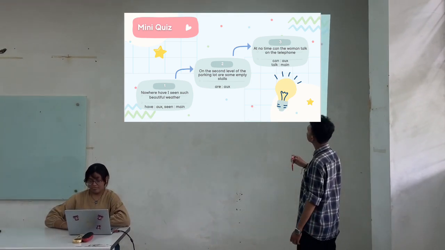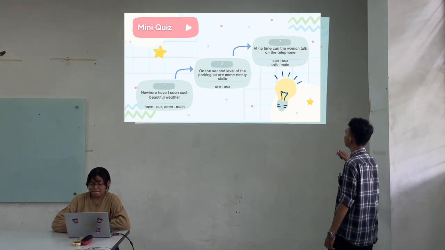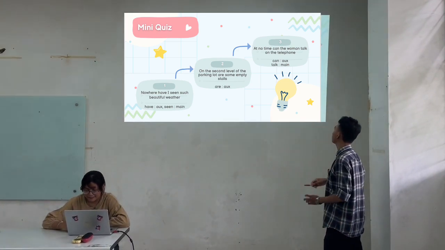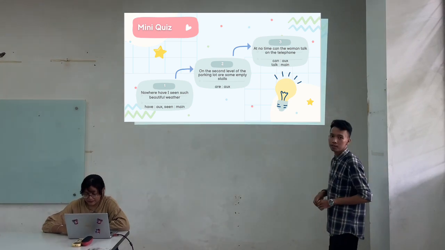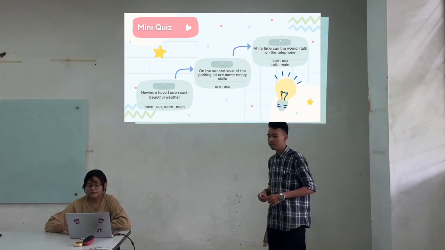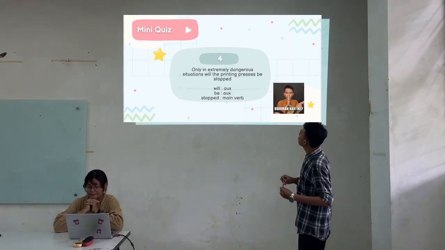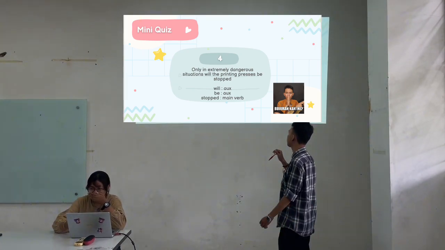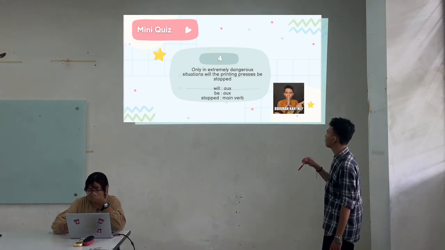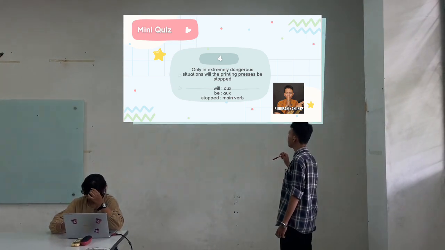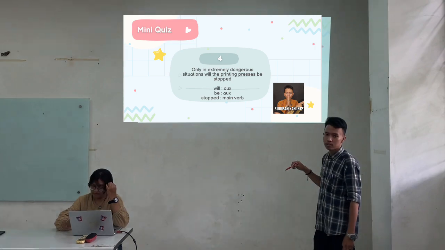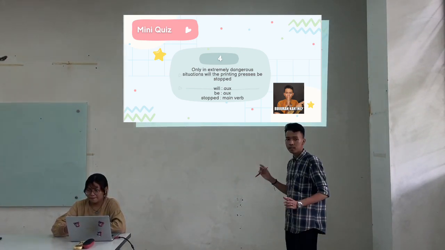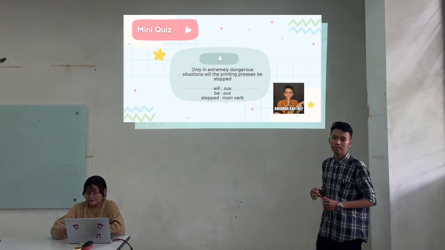Next, we have: at one time can the woman talk on the telephone. The auxiliary is can, the main verb is talk. Next. Okay, last one. Only in extremely dangerous situations will the breathing process be stopped. The auxiliary is be. The main verb is stopped.